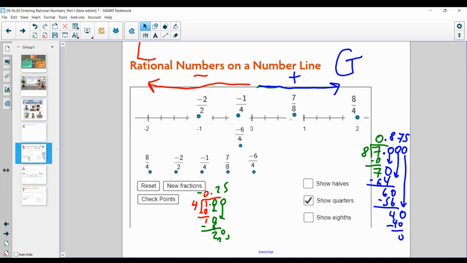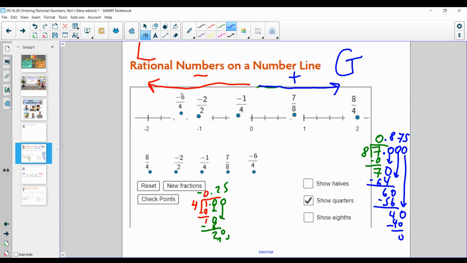Then this one. Let's estimate here. 6 divided into 4 groups. Is that going to be more than negative 1 or less than negative 1? It's going to be more than 1. So we know it's going to go somewhere here. So let's try to use estimating skill. And let's divide it and figure out.